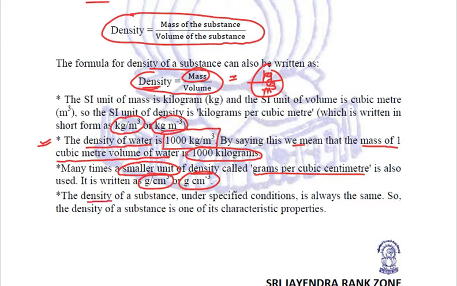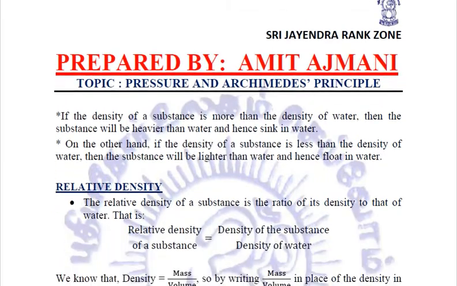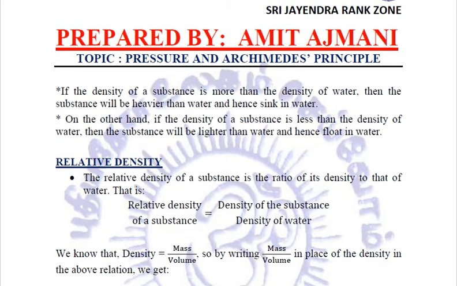Importantly, the density of any substance under certain specified conditions is always the same. So we can also say that the density of a substance is one of its characteristic properties. Got it? So this is about the density of a substance, which is equal to mass per unit volume, and its SI unit is kilogram per meter cube, or the smaller unit is gram per centimeter cube.